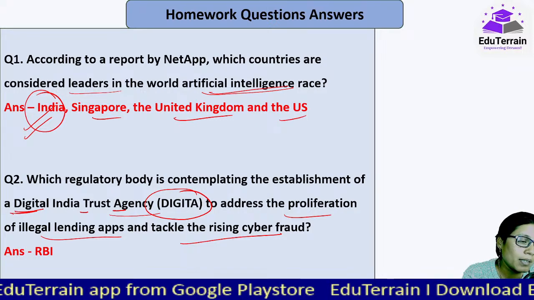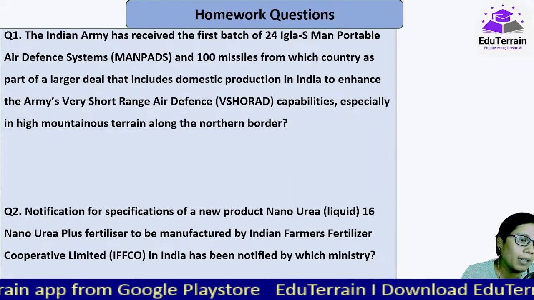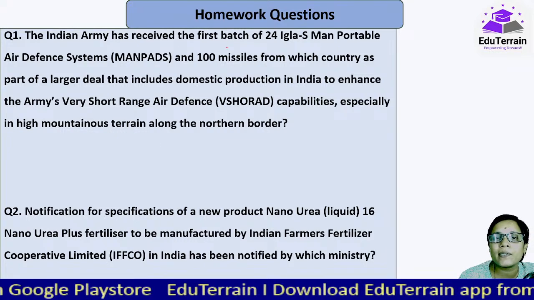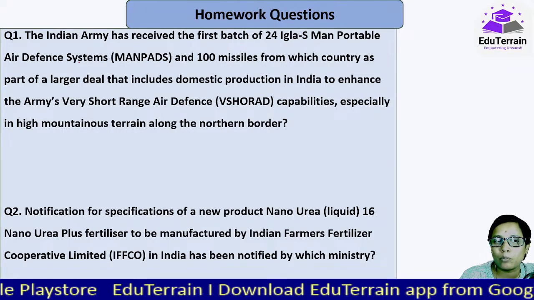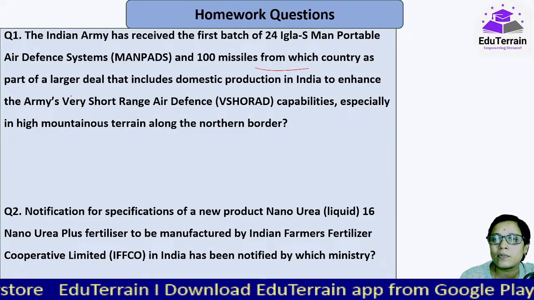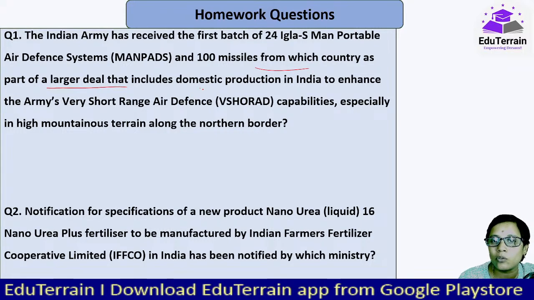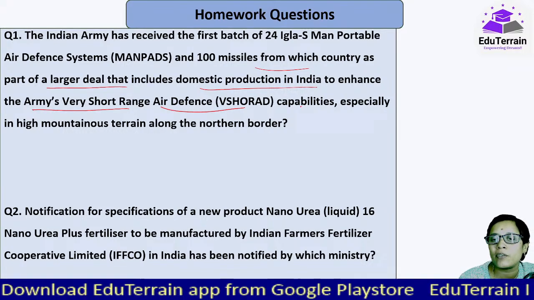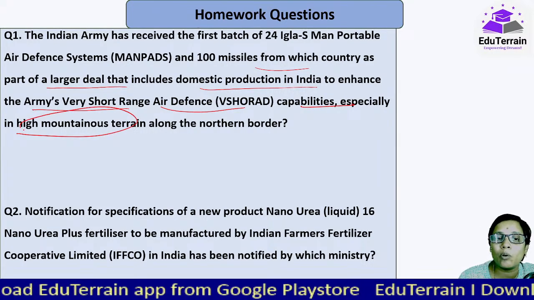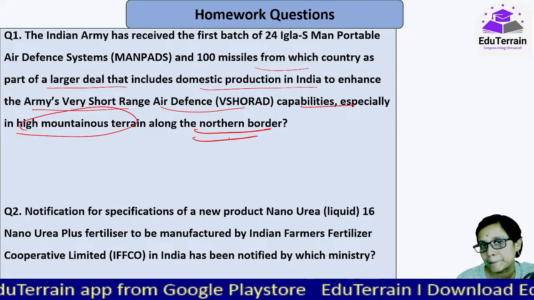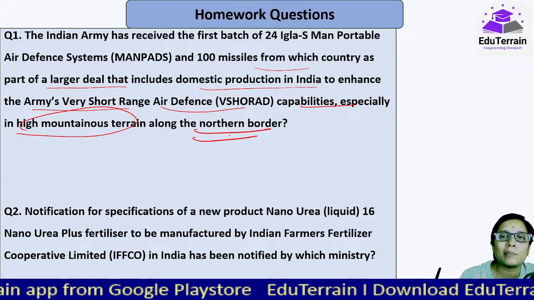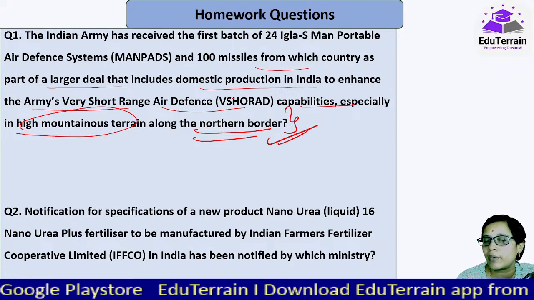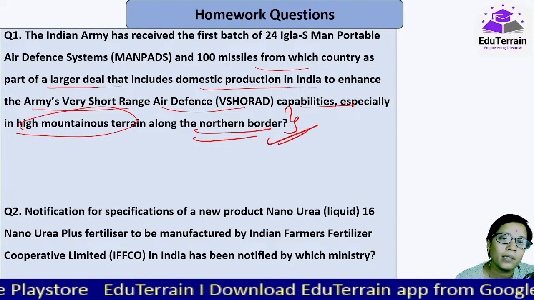Yes, now the homework questions for today. The Indian Army has received the first batch of 24 IGLA-S man-portable air defense systems and 100 missiles from which country, as part of a larger deal that includes domestic production in India as well, to enhance the Army's very short-range air defense capabilities, especially in high mountainous terrain along the northern border. Especially जो हमारा पाकिस्तान और चाइना उनसे है वहाँ पे, to protect ourselves, very short-range air defense capabilities enhance करने के लिए we are doing this.